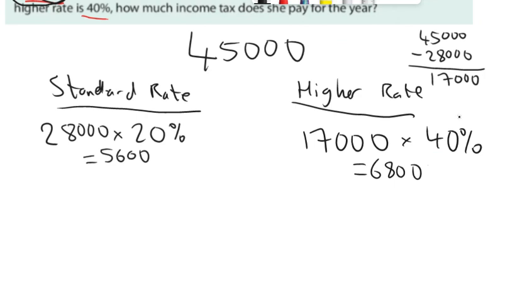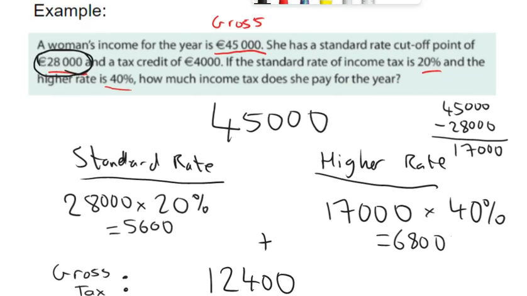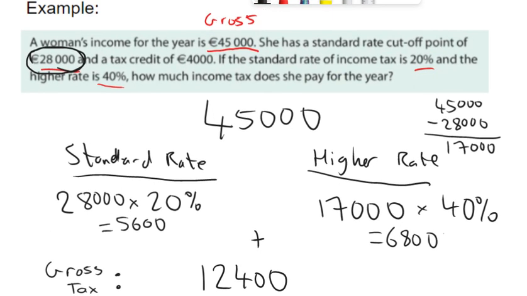So you have to add the two of those things together, and you should get 12,400. So that's what's referred to as gross tax. So that's your gross tax. Now there is one last thing. Remember what we said up there before? There's one other thing left in it, and it's a tax credit.